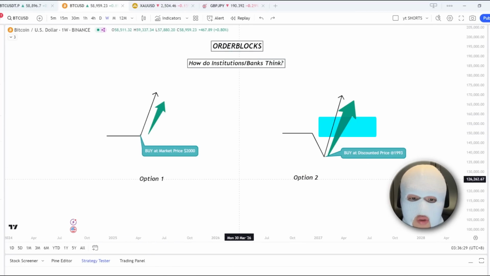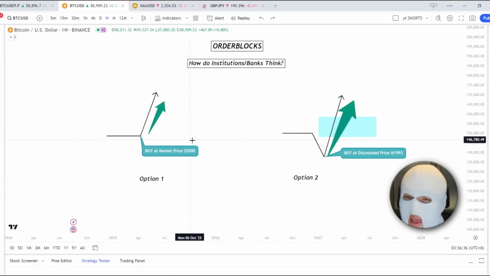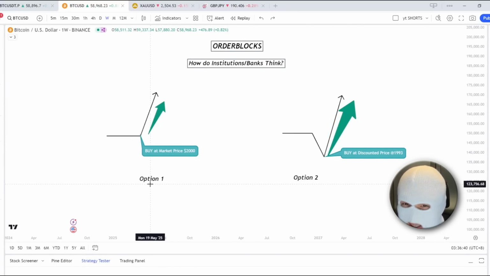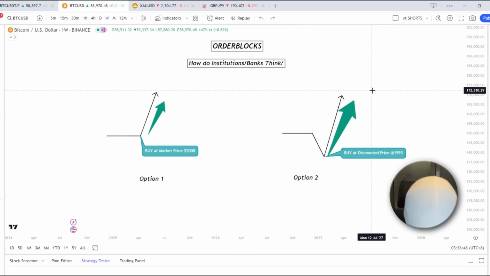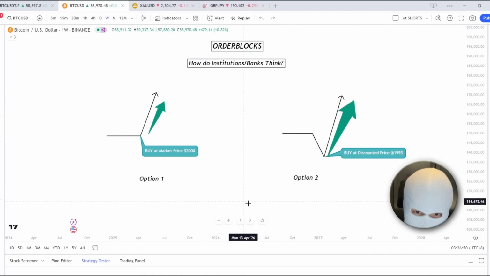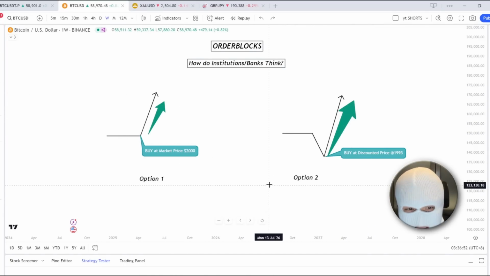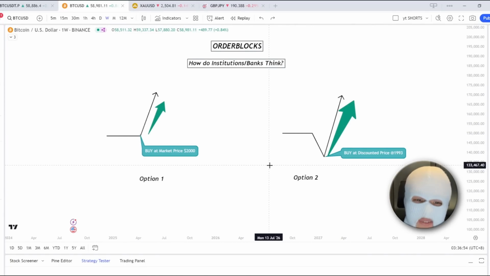Now, I want you to put yourself in the shoes of someone with billions of dollars in capital. You have the ability to use these billions of dollars to buy gold at $2,000. Would you rather buy at $2,000 at one shot, or manipulate the price to bring it down to 1993 before buying the dip for even more gains? You must understand that the market is a zero-sum game. For every buyer, there needs to be a seller, and vice versa.